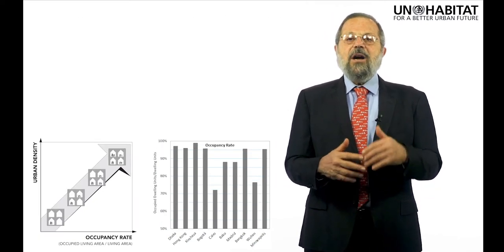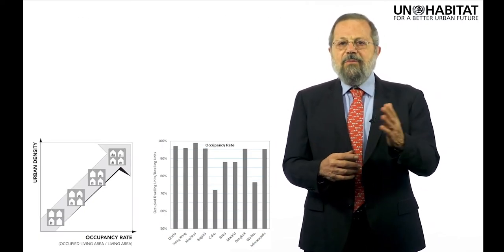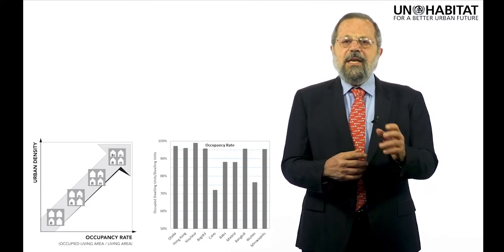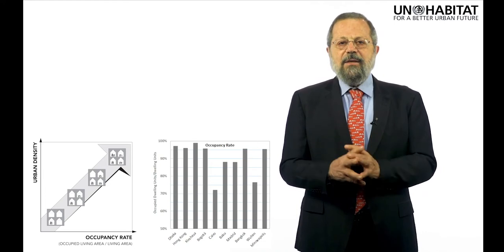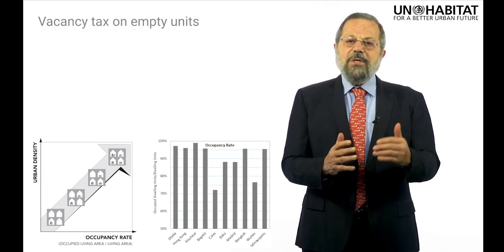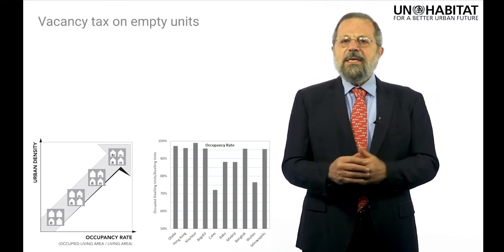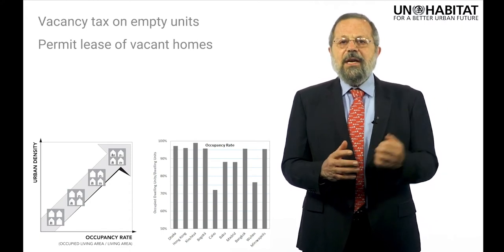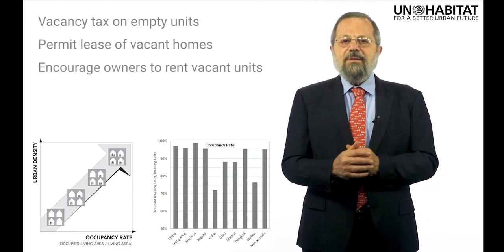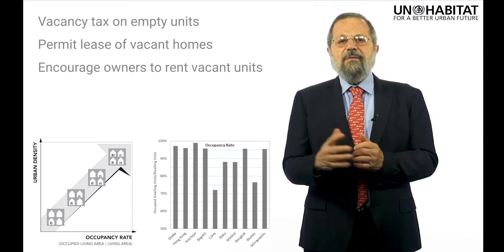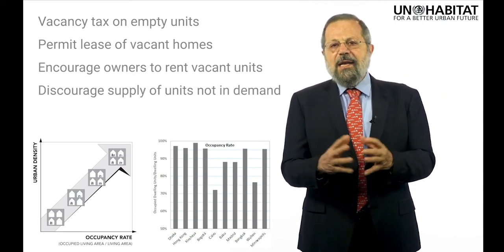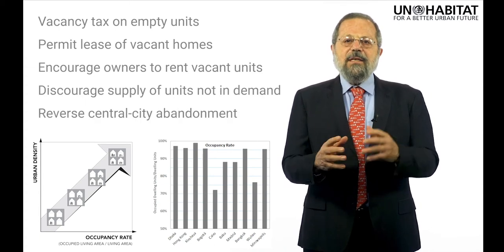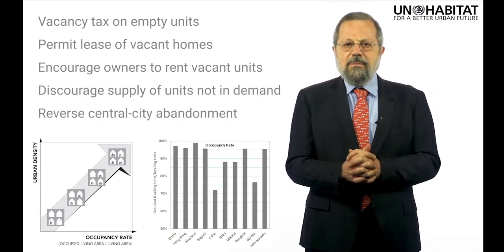We can increase the occupancy rate by removing barriers and incentives that keep a larger than necessary share of the housing stock vacant. We can do so by introducing a vacancy tax on empty units, by permitting the leasing of vacant homes, by overcoming the resistance of owners to rent vacant units, by discouraging the supply of units not in demand, and by reversing central city abandonment.